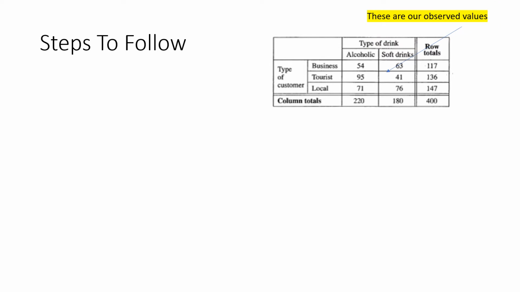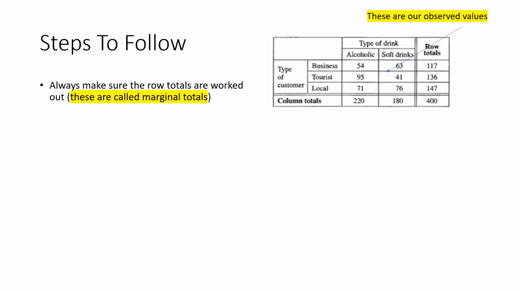And what we have in the table that was given in the question is a set of observed values. Okay, these are very important, we need these. And I've said here, always make sure that the row totals and column totals are worked out. These here, here and here are called the marginal totals. You need them because actually we are not going to use these cell values at all in our calculations. We are going to use these row totals and column totals, so it's important that you have them.